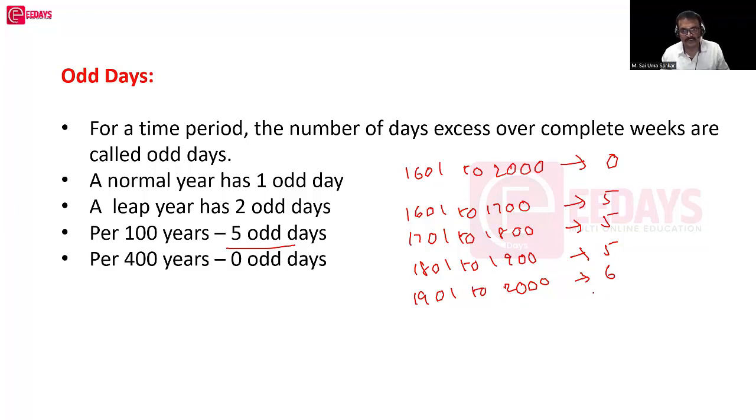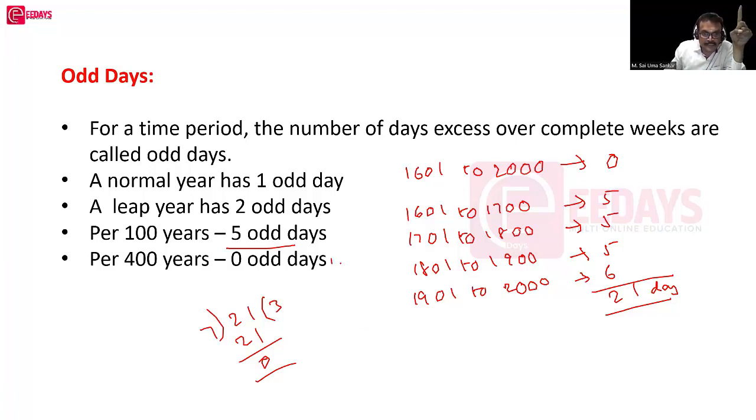So that is equal to 6 odd days. If you add all these, that is equal to 21 days. Now, how to find the odd days? You need to divide the number by 7, and the remainder shows the number of odd days. The total number of odd days per 400 years is 21. If you divide 21 by 7, 7 times 3 is 21, and the remainder is 0. That means per every 400 years, odd days are equal to 0.